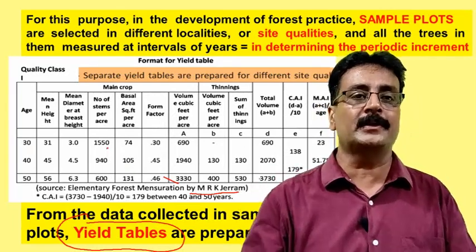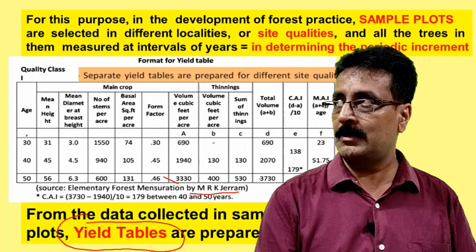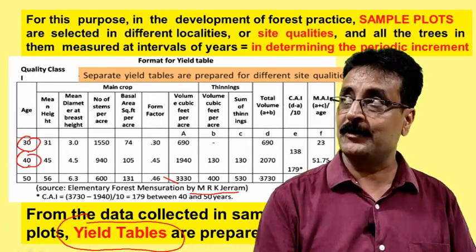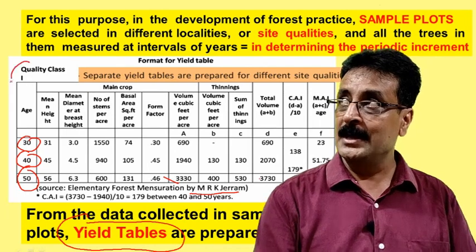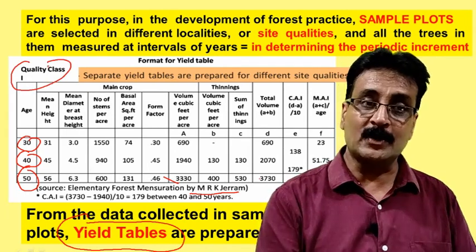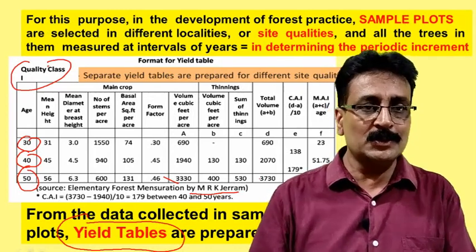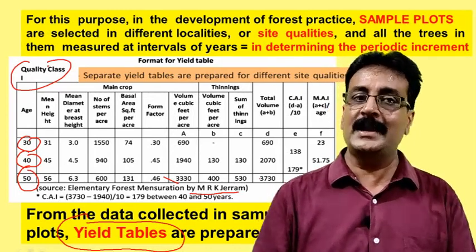Yield table is the ultimate for the management of the forest. Now this is, for example, age. From 30 years it went to 40 years. For example, it came to 50 years. Site quality is 1. What do you mean by site quality? Site quality 1 is good quality, 2 is a bit bad, 3 is a bit worse. So there are different yield tables for different sites.